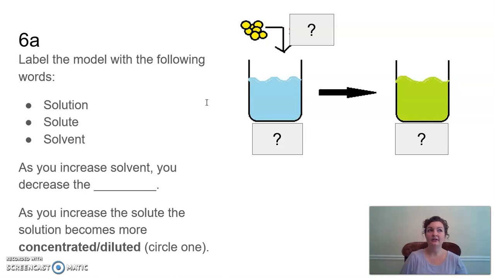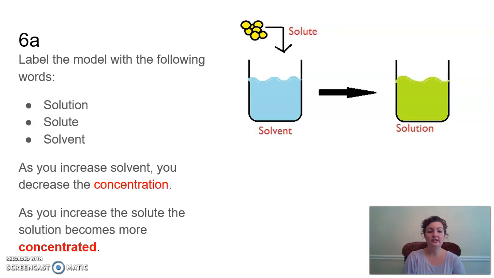So if you're ever thinking, I can't remember which is which, water is most likely always going to be your solvent. It doesn't have to be. There are lots of other things that can also be your solvent, but the universal one is always going to be water, okay? So as you increase the solvent, you decrease the concentration, okay? So concentration is how much proportion-wise you have solute in your solvent. And I'm going to show you a diagram in just a second that makes this more visually understandable, okay?